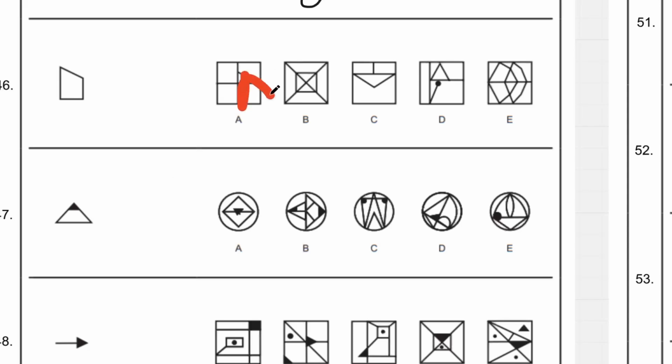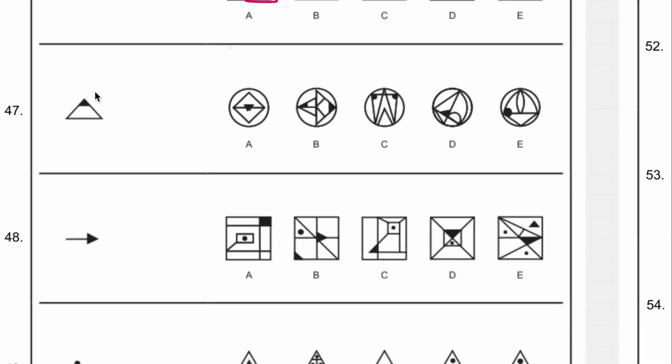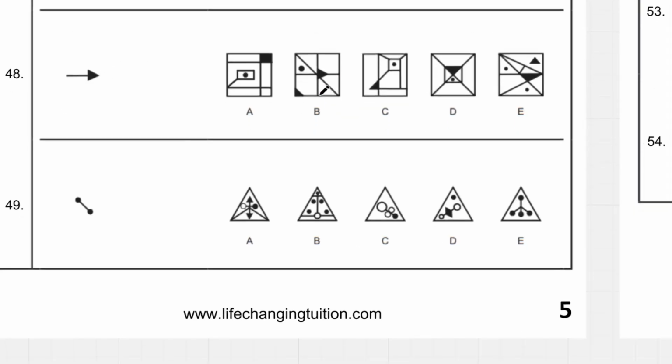I can see that pentagon over there. I've just outlined it in the pink pen. Here I can see in B, this triangle here. Question 48, I can see this arrow, we have B.